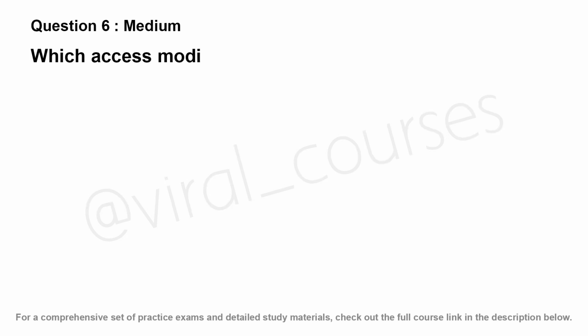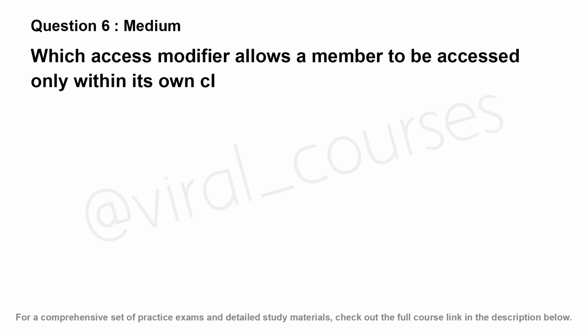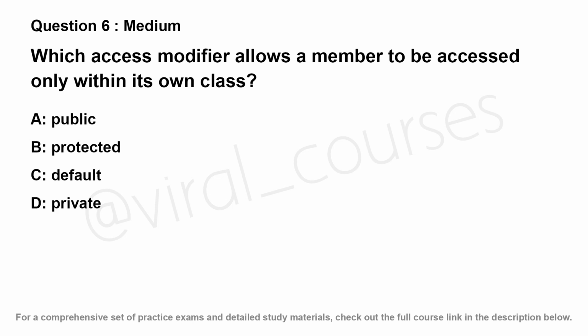Which access modifier allows a member to be accessed only within its own class? Option A, public. Option B, protected. Option C, default. Option D, private.